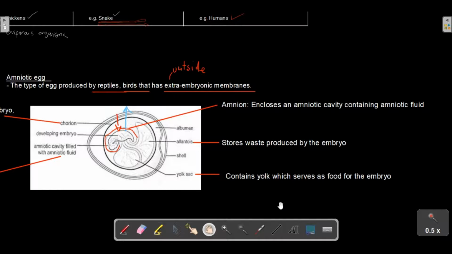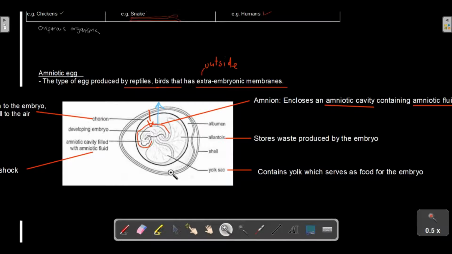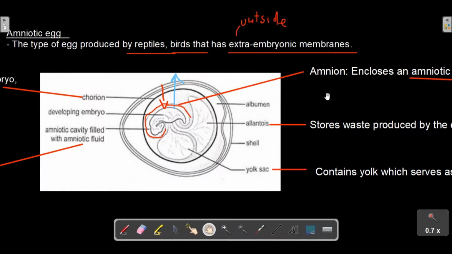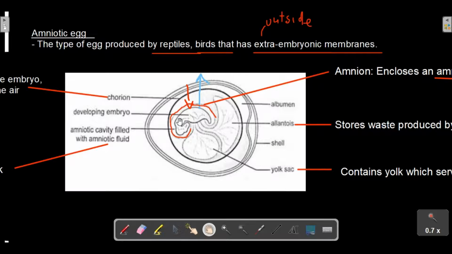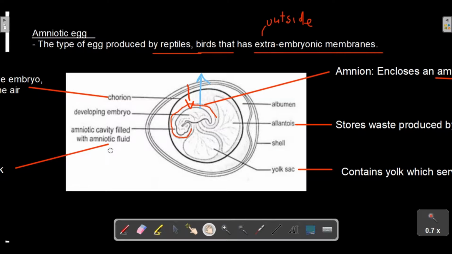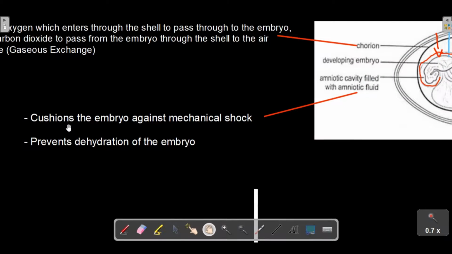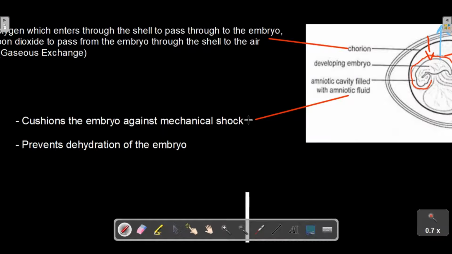Okay, so what it does is that it encloses an amniotic cavity, or this hole that is inside here. It encloses it, and this is actually containing amniotic fluid. So this innermost layer, which is the amnion, has a fluid inside of it, which we call the amniotic fluid. And what is the function of the amniotic fluid? It is to cushion the embryo against mechanical shock.